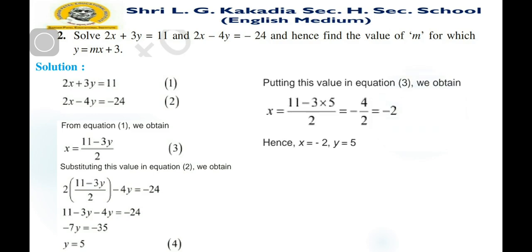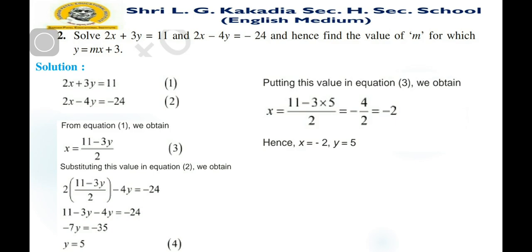Putting this value in equation number 3, we obtain x is equal to (11 minus 3 into 5) divided by 2, which is equal to minus 4 upon 2, which is equal to minus 2. Hence the value of x is equal to minus 2 and the value of y is equal to 5.